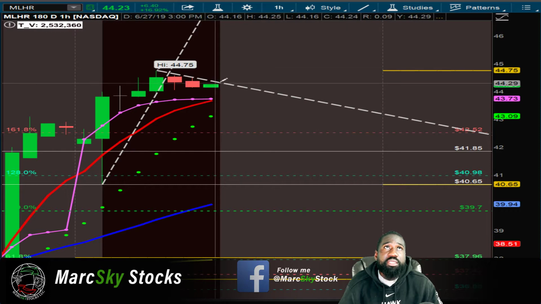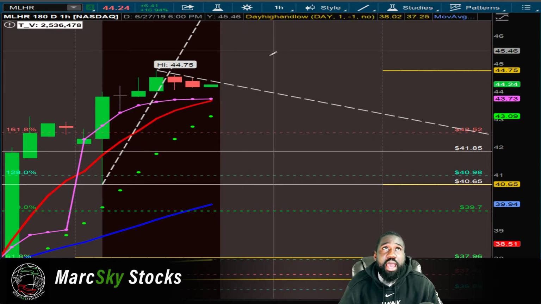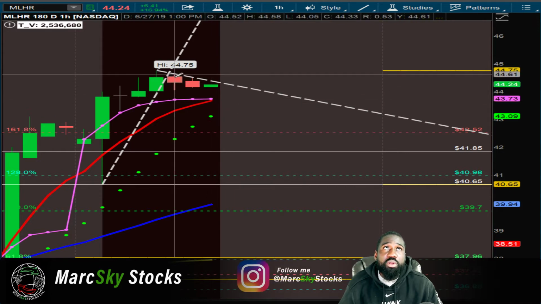If it breaks it, then you get a flag. A flag is forming on hourly, so you have to watch it. Here's your trend. That trend breaks, it pushes higher. If not, it gets rejected, we go lower. If you took it short up here, you're taking profits along the way.